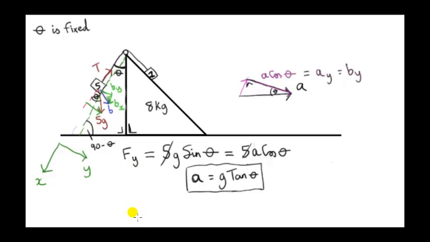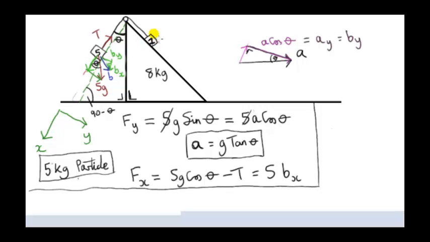Let's look at the x component. So we need the x component of the weight, this vector here. Well, that's just 5g cos theta. That's in the positive x direction. T is in the negative x direction. By Newton's second law, we multiply the mass by the x component of the acceleration.